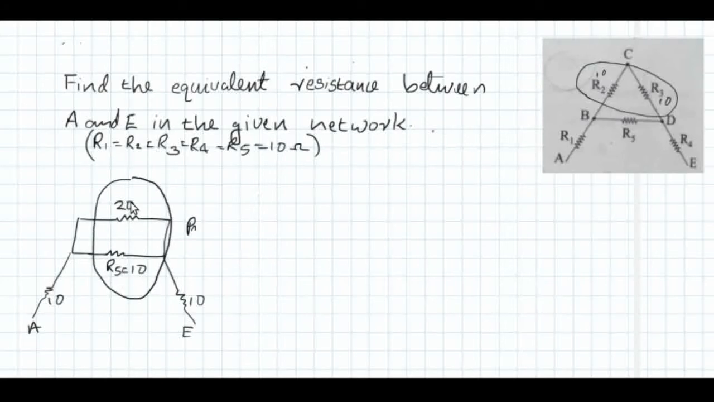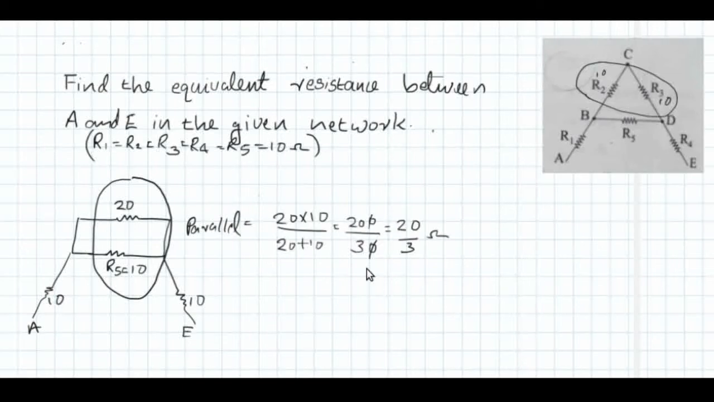When 20 ohm and 10 ohm are in parallel, what is the effective resistance? From the previous discussions we know it will be 20 into 10 divided by 20 plus 10, that is equal to 20/3 ohm. So the effective resistance of this part is 20/3 ohm. That means we can redraw this connection again. We have this 20/3 ohm, then on one side of it there is a 10 ohm resistor, and on the other end again a 10 ohm resistor.